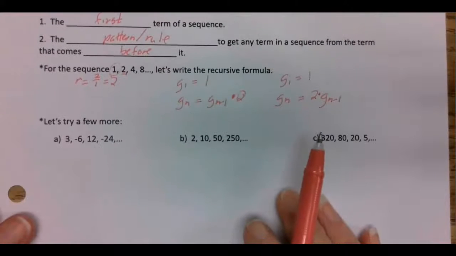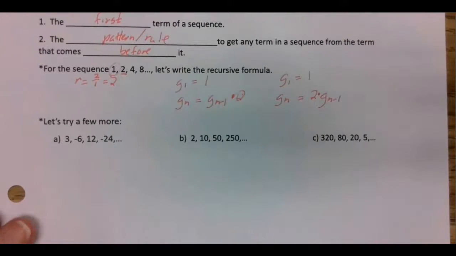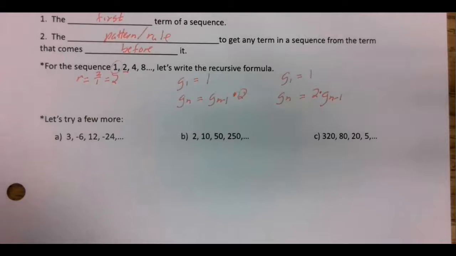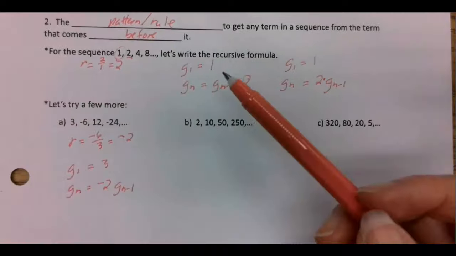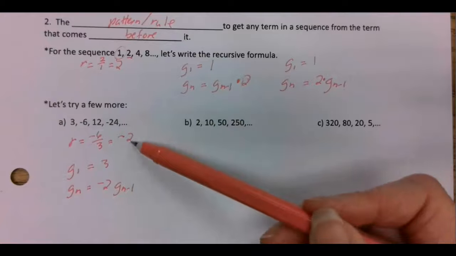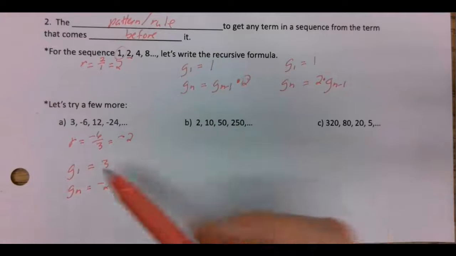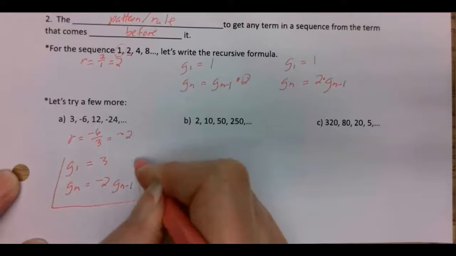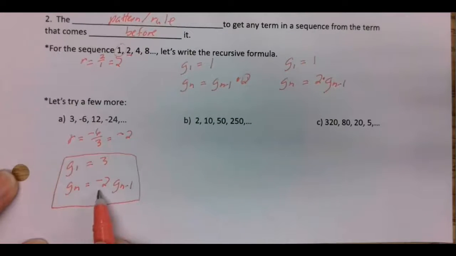Okay, so let's try a few. If you want to, pause yours right now and try it. So we found our common ratio is -2. Our first term was 3. And I wrote it in that different order, putting the number out in front. But it really doesn't matter. And remember, this is a subscript. Okay, let's try B and C.